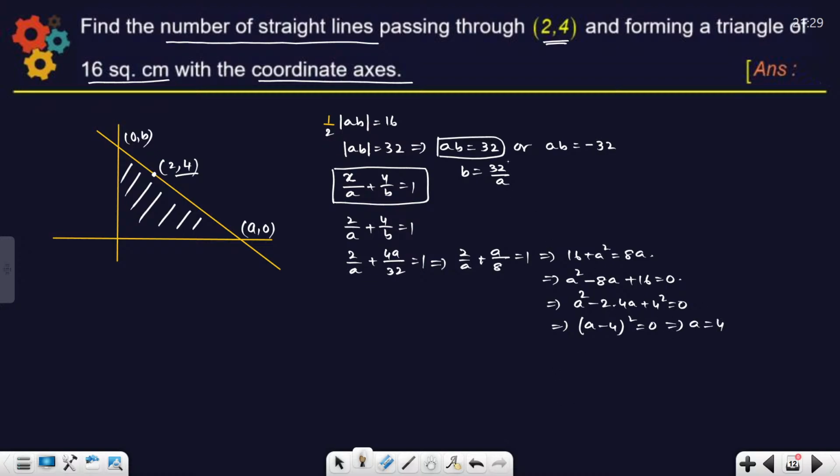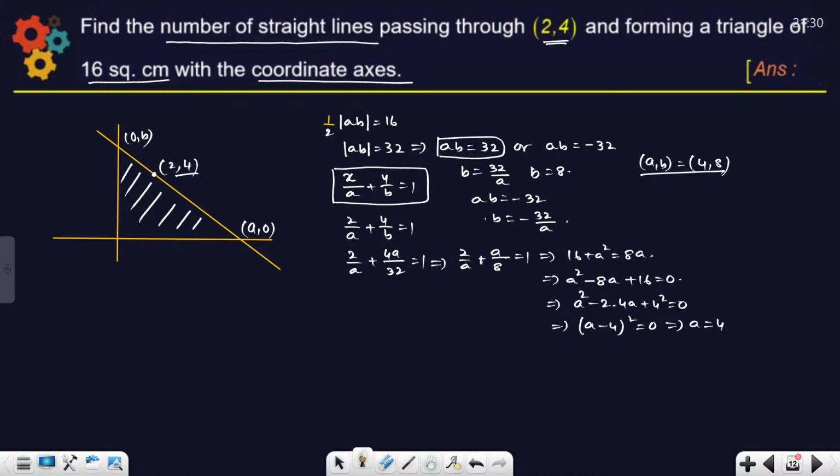If A is 4, we are getting the value of B as 8, right? So one set of AB value we got, which is (4, 8). Is it clear? So one such straight line is possible. What else? Now let us take AB equals to minus 32, and B is nothing but minus 32 over A.